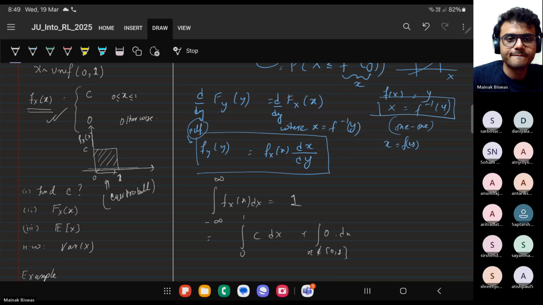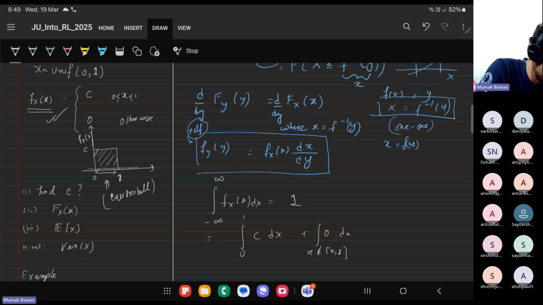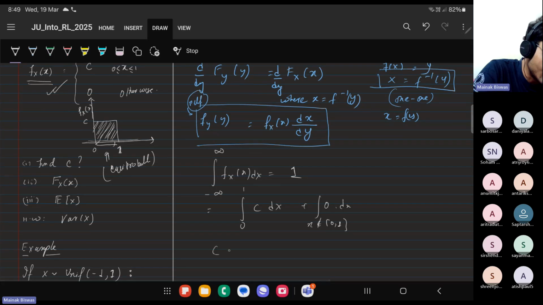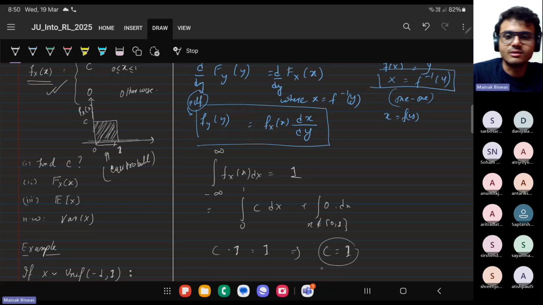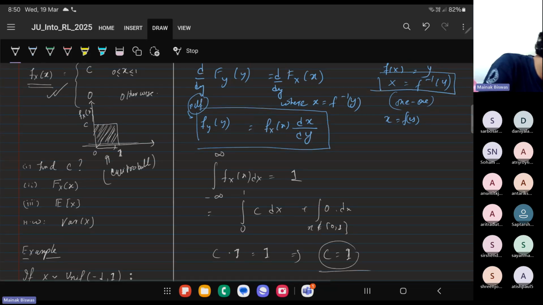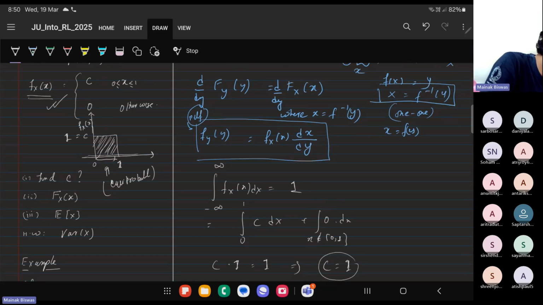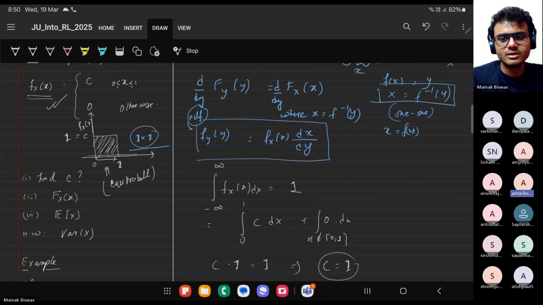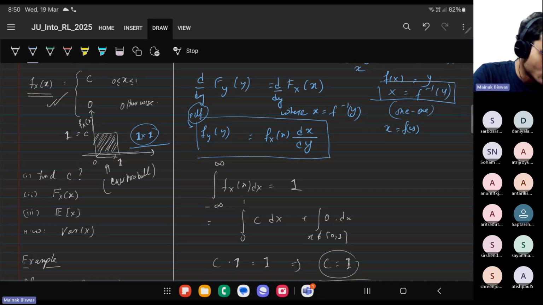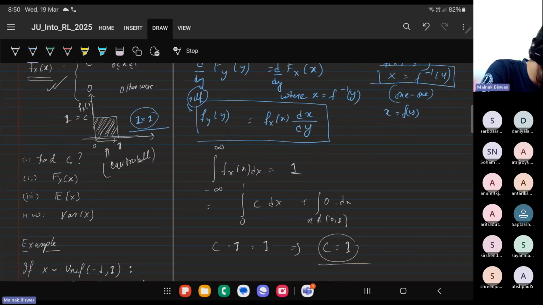Fine. That is the area under this rectangle actually. This is c into 1, which is equal to 1, which means c has to be equal to 1. Makes sense, right? The area under this curve has to be 1 into 1. Yes or no? Okay. So now c we found to be 1.